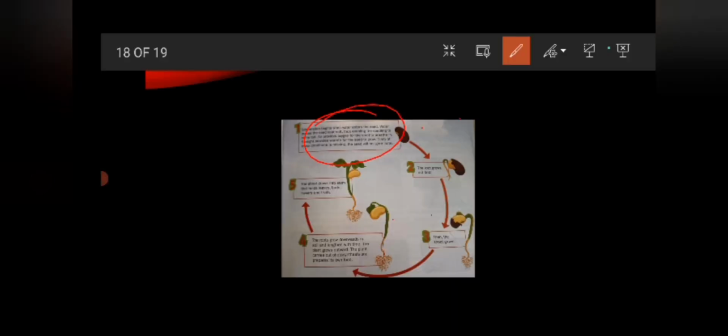Here you can see the seed of a bean. So germination, I told you what germination is already. Germination is the process by which a baby plant is produced from a seed. So here we can find what germination is.